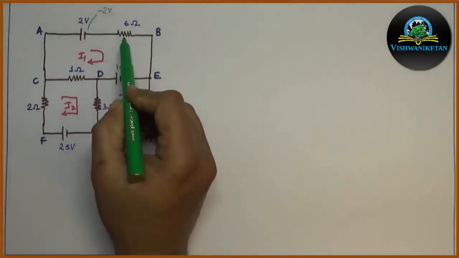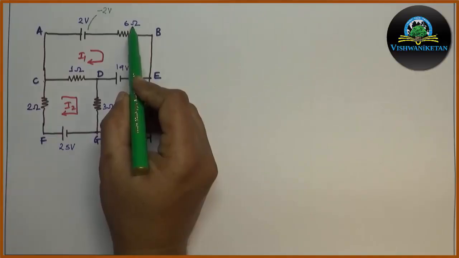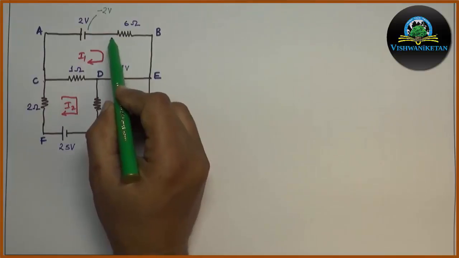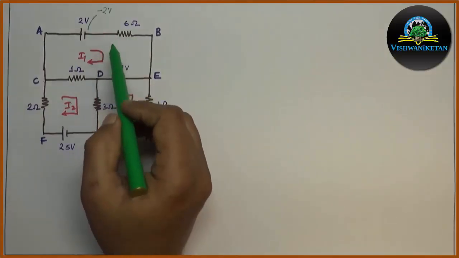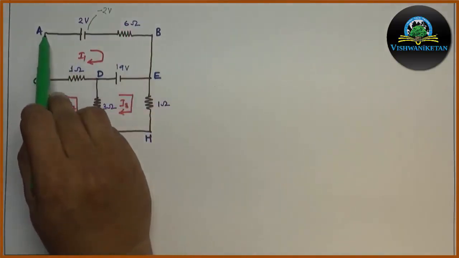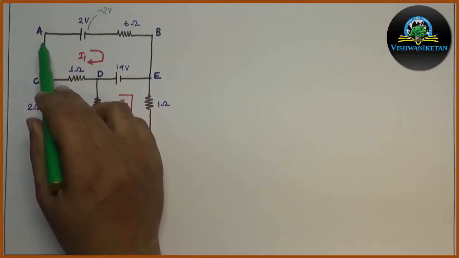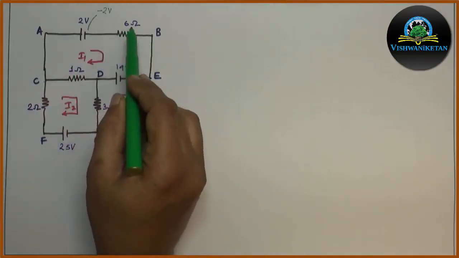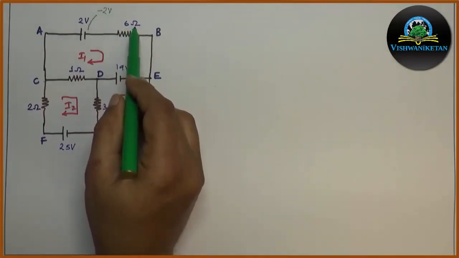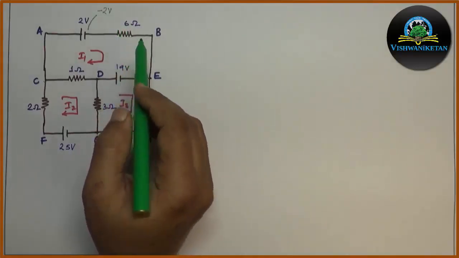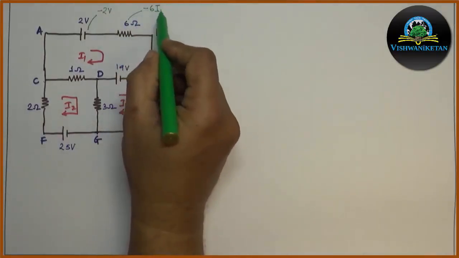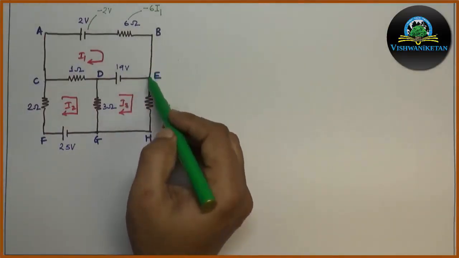Then in the second part, we have a 6 ohm resistor. When I1 is flowing through this 6 ohm resistor, a voltage drop will be developed across this resistor, which is because of I1 and the 6 ohm resistor. Now the loop direction is A to B and my current direction is also from A to B. So both directions are the same. Hence this voltage drop across 6 ohm will be considered to be negative as per sign convention, and its value will be written as minus 6 I1. Then B to E we don't have anything.